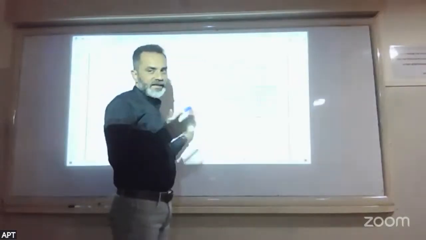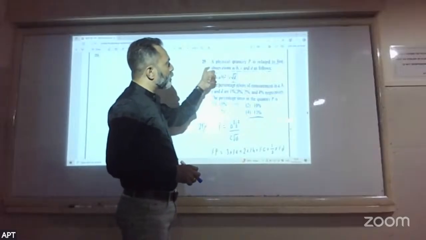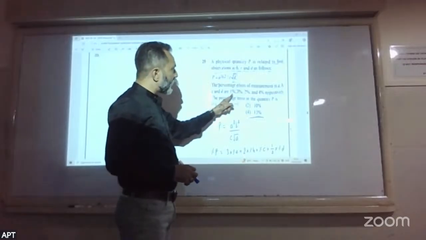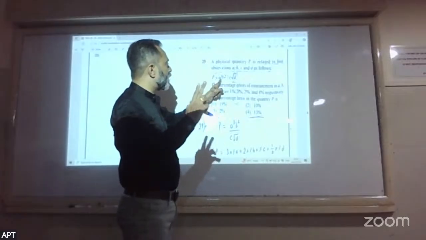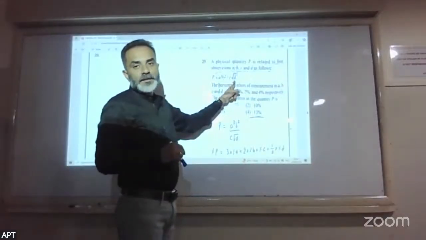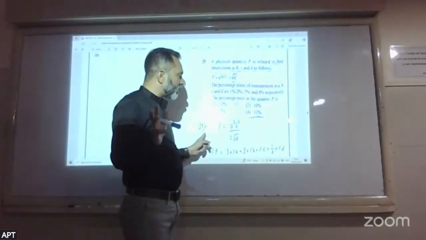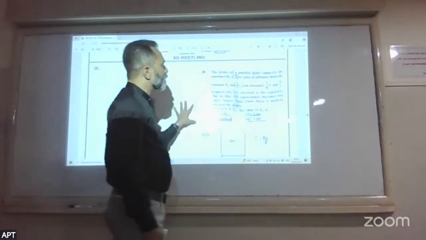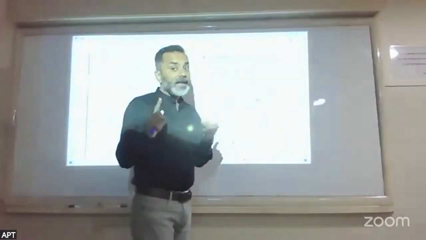29th question is expected, very simple. One question from measurement chapter. Physical quantity P is related to 4 observations as P equals A cube B square upon C root D. You are given the errors in each quantity. You know percentage error in P will be 3 times percentage error in A plus 2 times percentage error in B plus percentage error in C plus half times percentage error in D. And based on that, you can substitute. Answer comes out to be what? 13%, right?